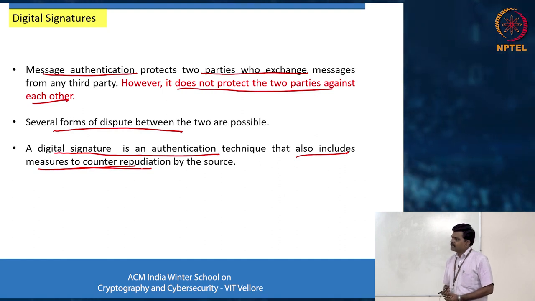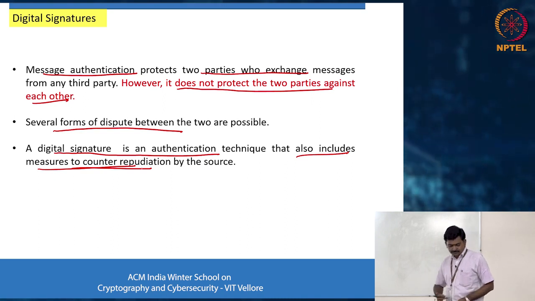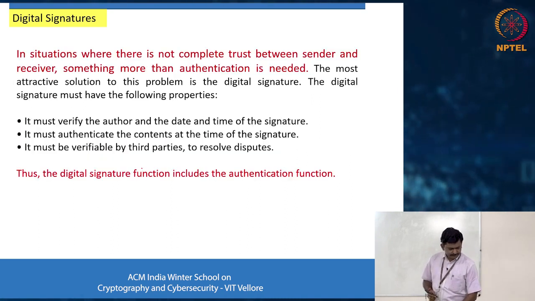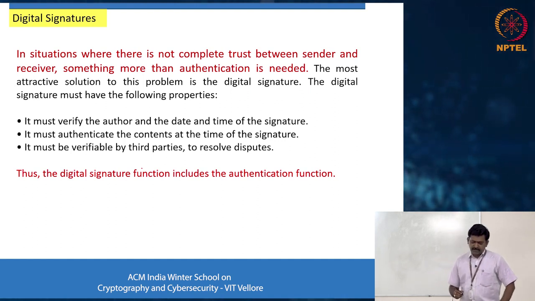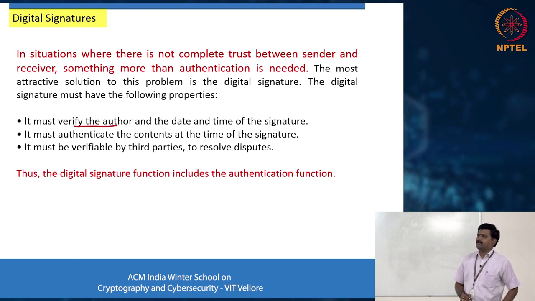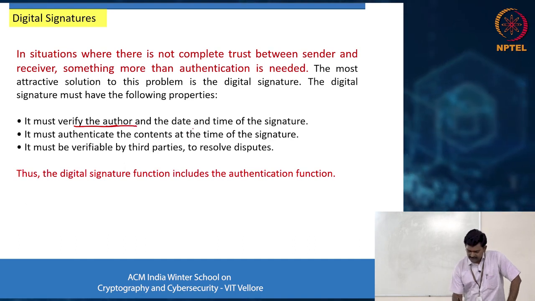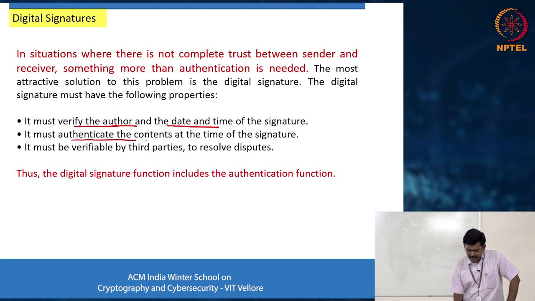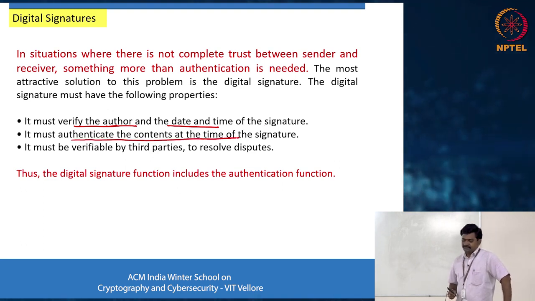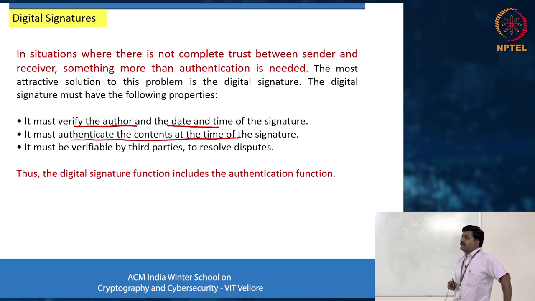So when I sign the document, it is that I am sending, this is my message, right? So how do we do that? Any digital signature actually verifies who created that particular message. Digital signatures help to verify who created the message, the date and time of this message, and also it authenticates the contents of the message. That means when I am creating a signature, the signature should be based on the contents of the message.